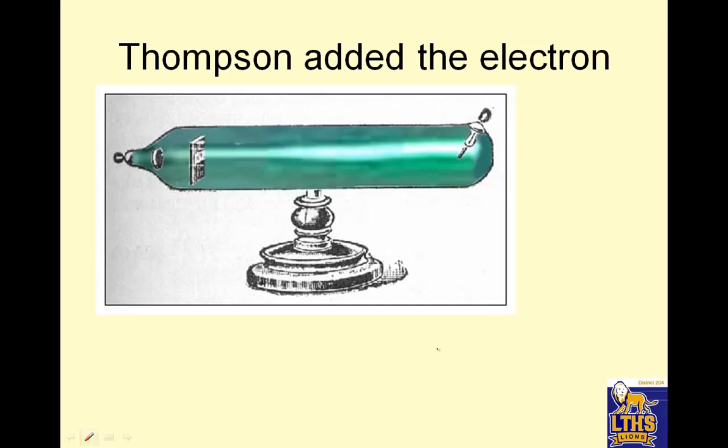So this is 2.2B. We just learned how there were parts of the atom that bent towards the positive part, and bending towards the positive part meant that it was negatively charged.